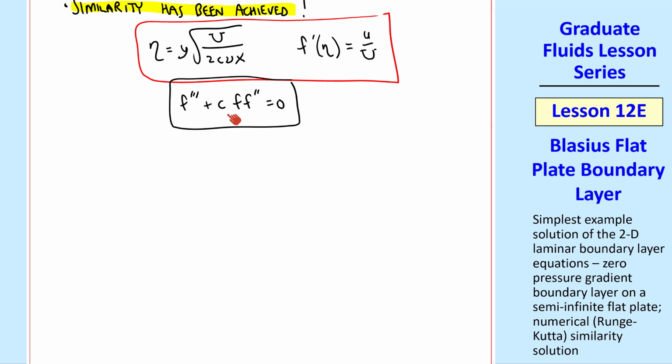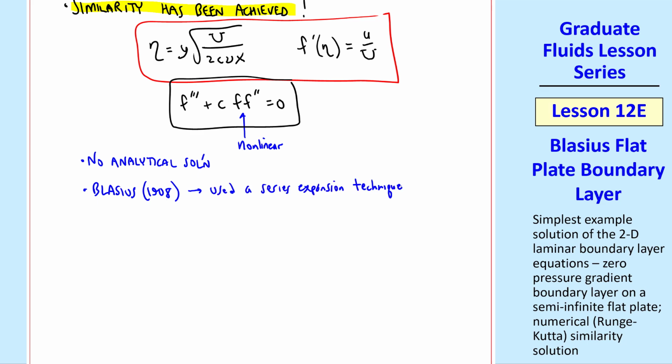Well, even though it looks fairly simple, as I said, there's no analytical solution that's ever been found, partly because this term is nonlinear, so Blasius had to solve it numerically. He used a series expansion technique. He solved it by hand, since there were no computers back in 1908, and Blasius did this for his PhD thesis. We'll solve it using the Runge-Kutta technique, of which we're already familiar. We can do in less than a second on a computer what Blasius took years to do by hand.